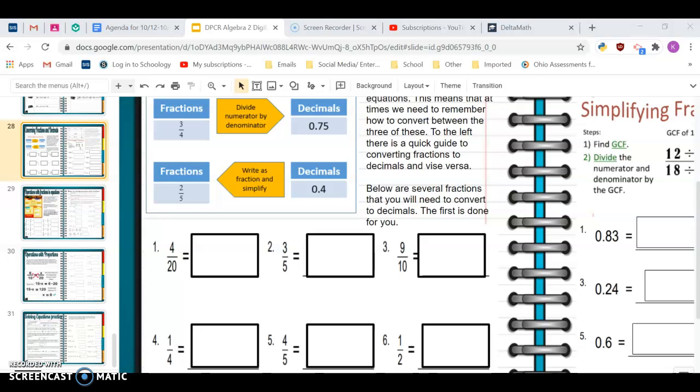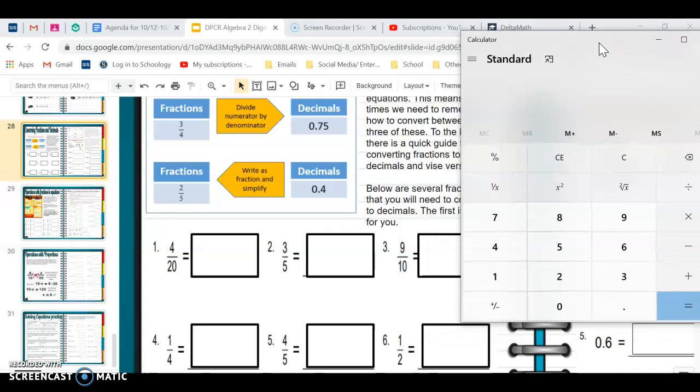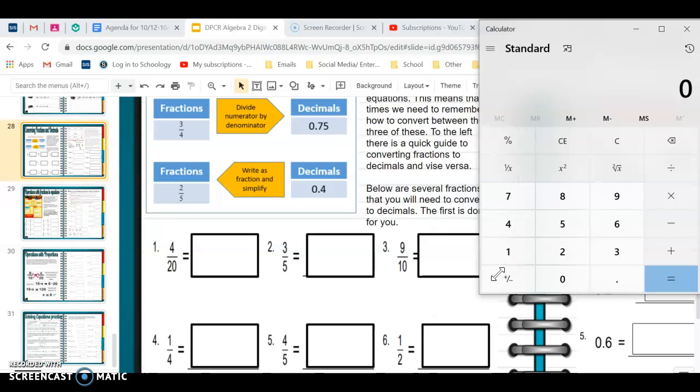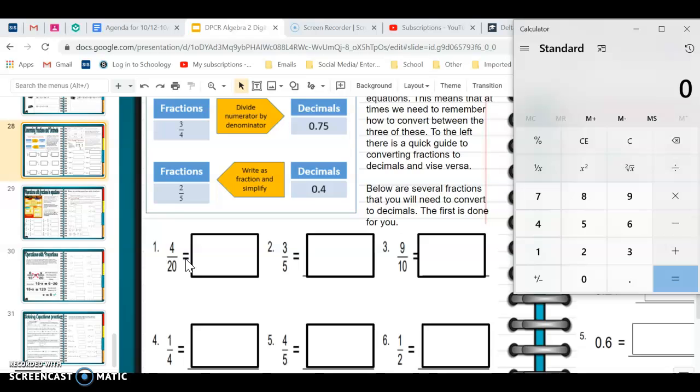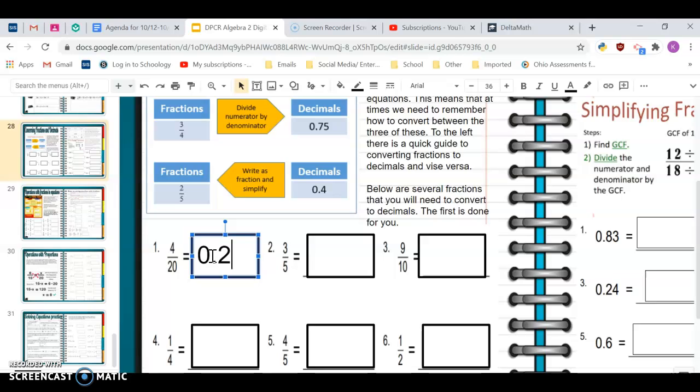Very simply, I'm going to open up a calculator here, and we're going to bust this out quickly, okay? So we want to turn this fraction into a decimal. We have 4 over 20. That means I need to divide our numerator 4 by our denominator 20. When we do that, that gives us 0.2. So let's click that. We got 0.2. So that's finished right there.